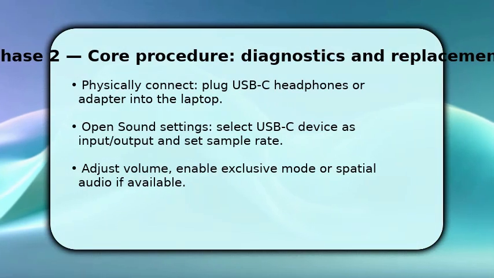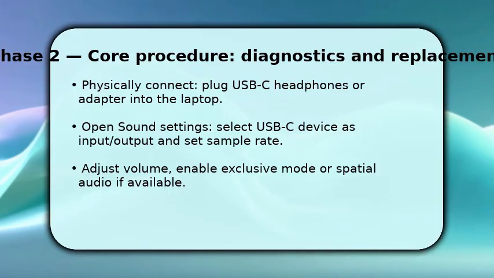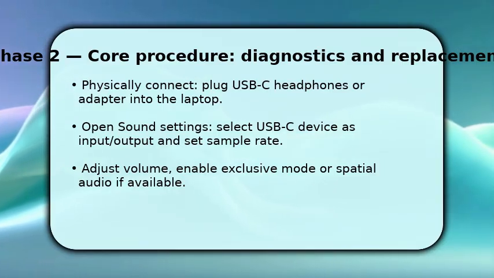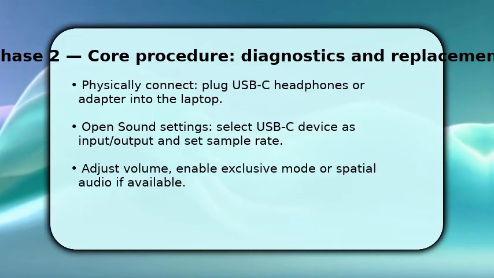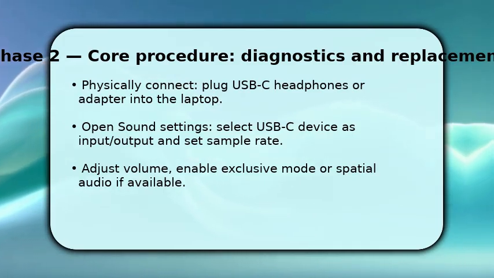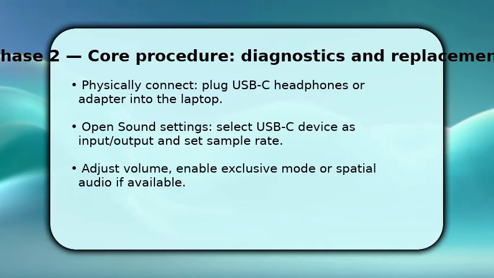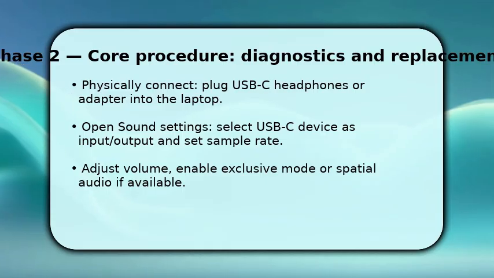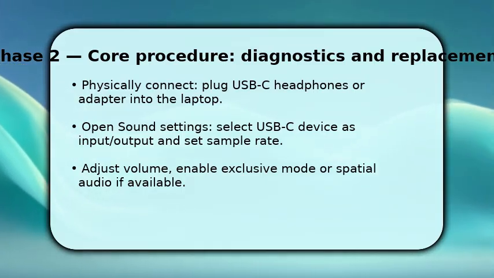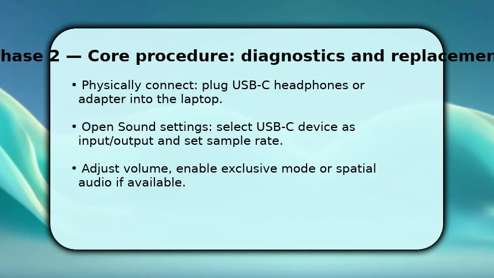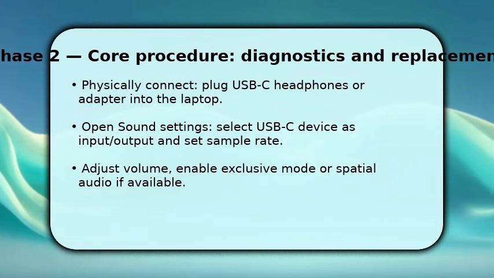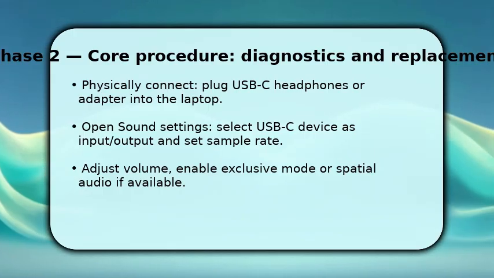You now connect and configure the device. Plug the USB-C headphone or adapter firmly into the port. For an adapter, then insert your 3.5mm plug into it. Next, open Sound Settings and select the USB-C device for both output and input so the system routes audio correctly. Change sample rate if needed for quality. Once selected, set volume levels, enable any enhancements like spatial audio or exclusive mode, and test playback to confirm latency and clarity are acceptable.